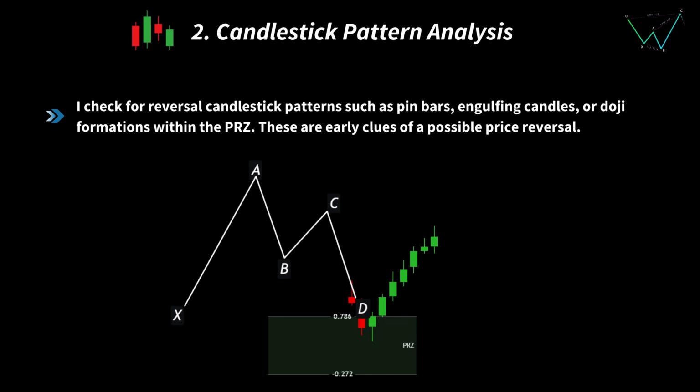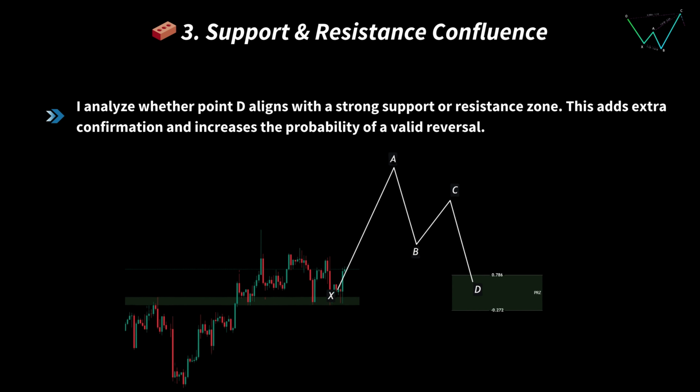2. Candlestick pattern analysis. I check for reversal candlestick patterns such as pin bars, engulfing candles, or doji formations within the PRZ. These are early clues of a possible price reversal. 3. Support resistance confluence. I analyze whether point D aligns with a strong support or resistance zone. This adds extra confirmation and increases the probability of a valid reversal.